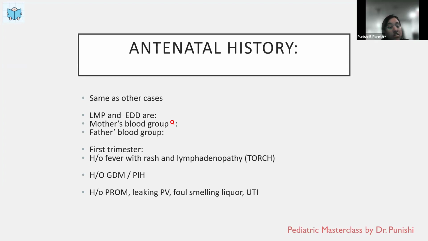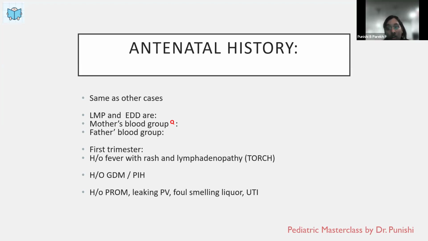Now, significant history would be prolonged rupture of membranes, which is rupture for more than 18 hours, with leaking PV, foul smelling like a UTI, all suggestive of chorioamnionitis and infection. Now, this can also increase risk of jaundice. Okay, so this is with respect to questions with the first trimester.